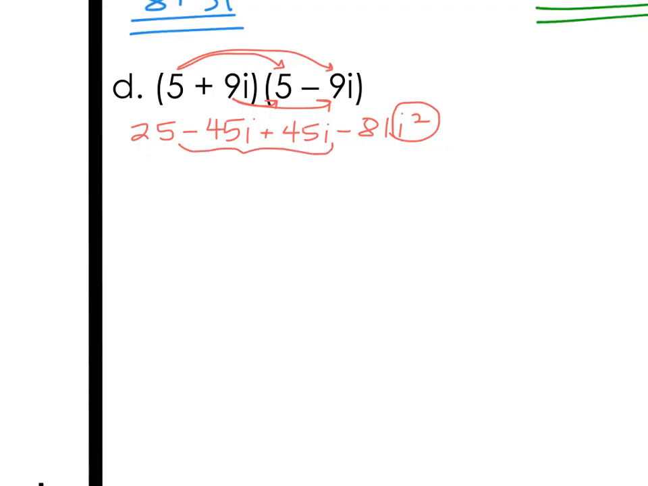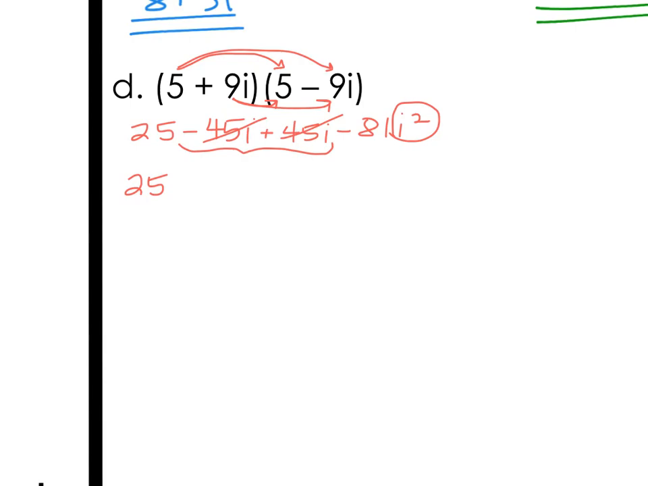So watch what happens here. We'll start with our 25. What do you notice about the two i terms? Do you see that they both have the same coefficient but opposite signs? That means they're going to cancel out. And this idea is going to be helpful when we work on division down below, the idea of having the same numbers but just opposite signs in between them.